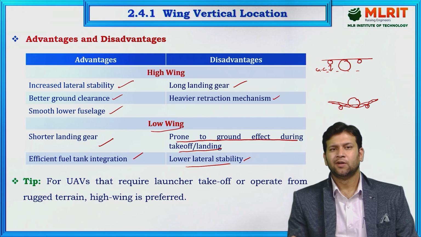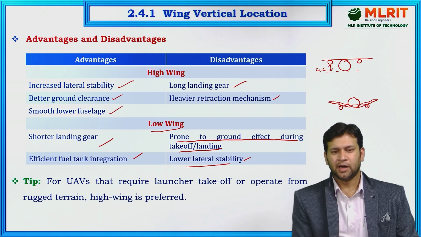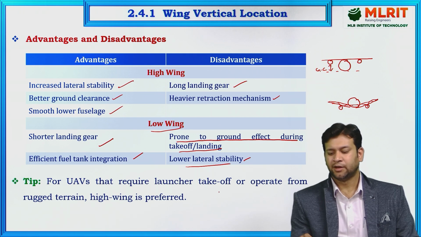A tip for all unmanned air vehicle designers: for a UAV which requires launcher takeoff or operates from rugged terrain, high wing is preferred, ensuring that whenever it takes off, it doesn't collide and it doesn't damage the wing structure.